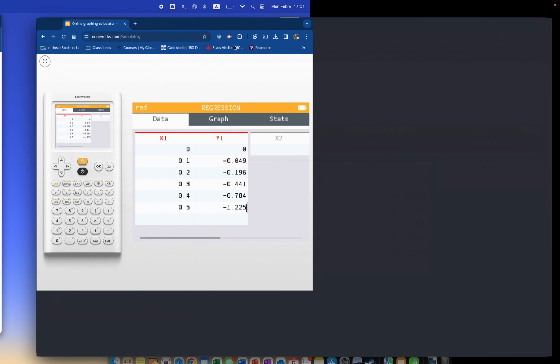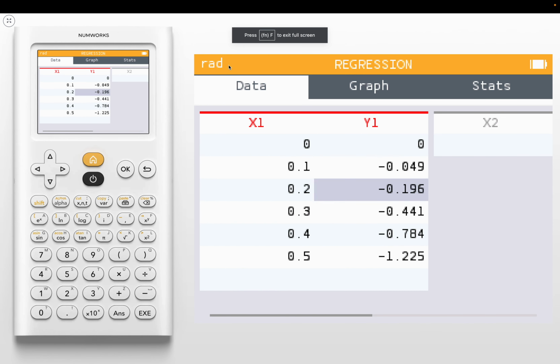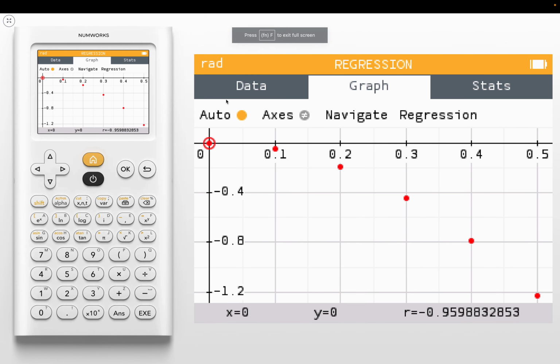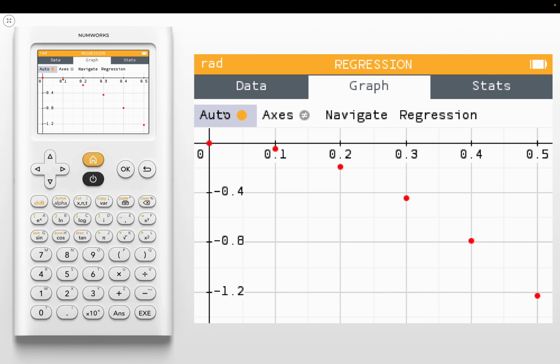I don't need that anymore. All right, so once these are in here, you can take a look at your data. So here's the graph of these data points. And let's do a regression model.